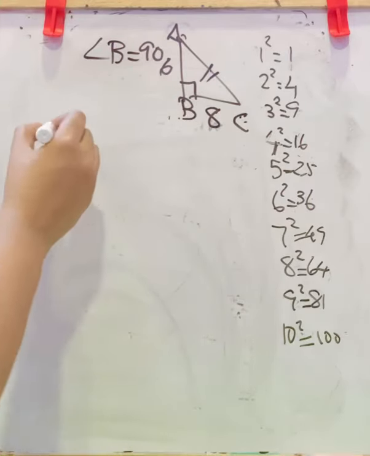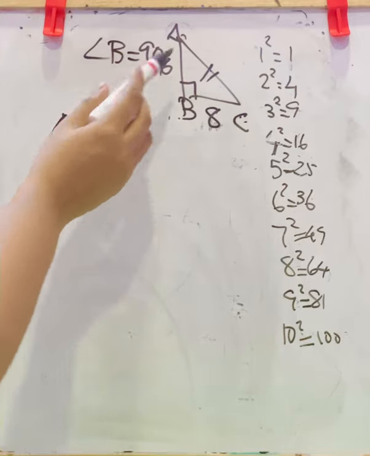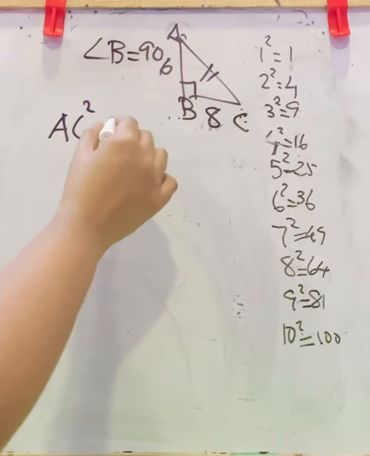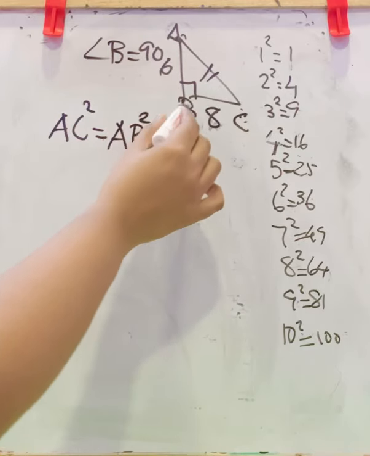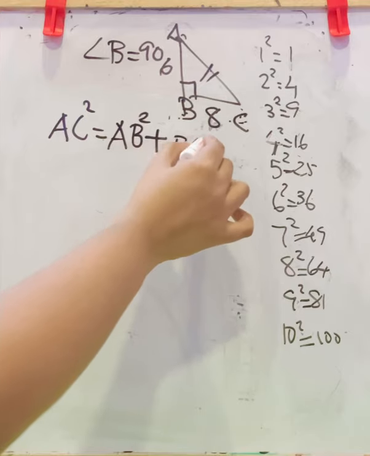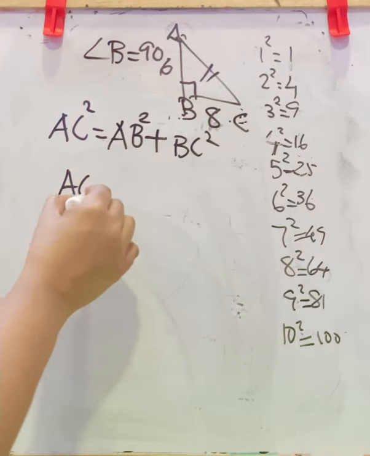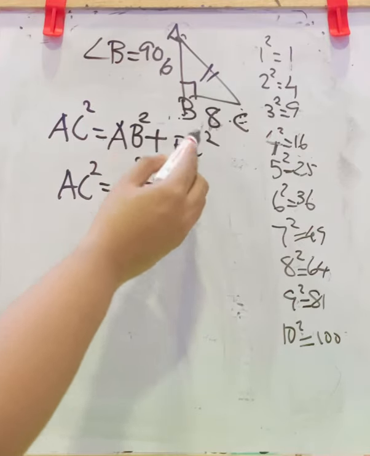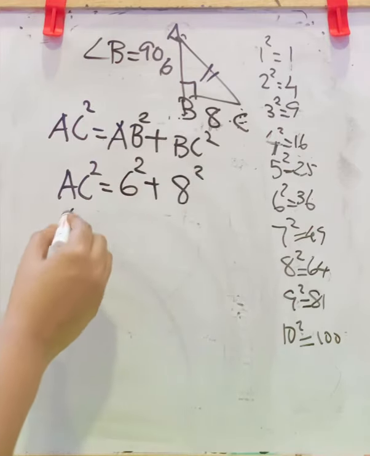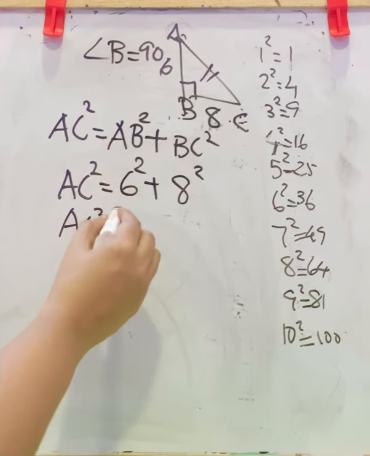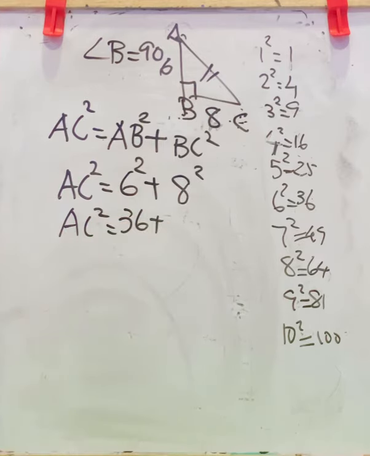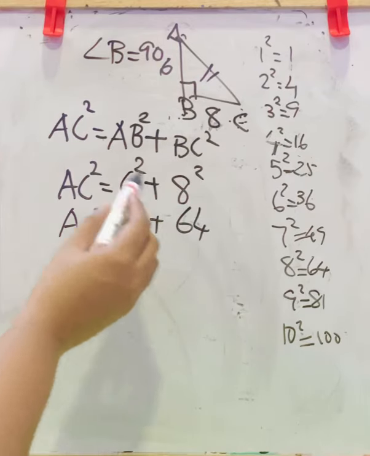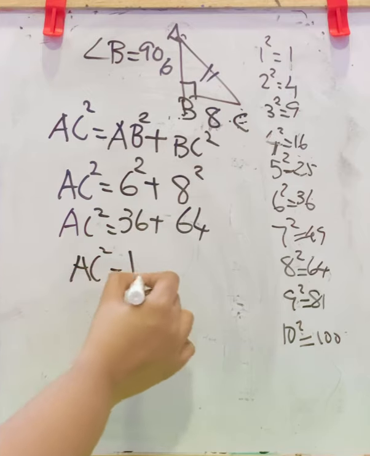So first we will write AC square equal to, that is hypotenuse square equal to altitude square plus base square, that is BC square, and AC square equal to AB is 6. So 6 square plus BC is 8, 8 square. AC square equal to 6 square is 36 plus 8 square is 64. That is AC square equal to 36 plus 64, 100.